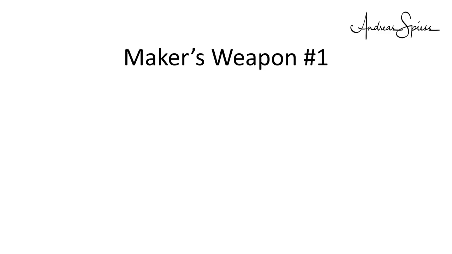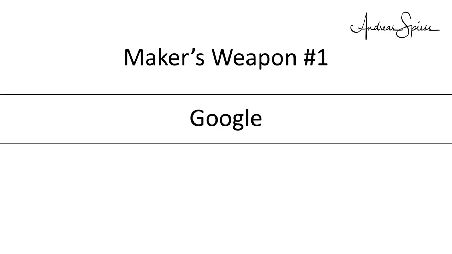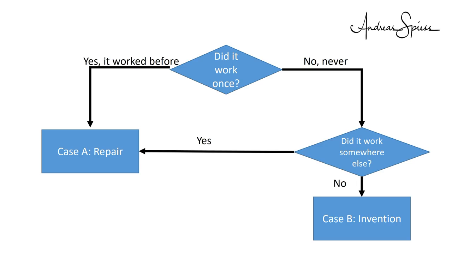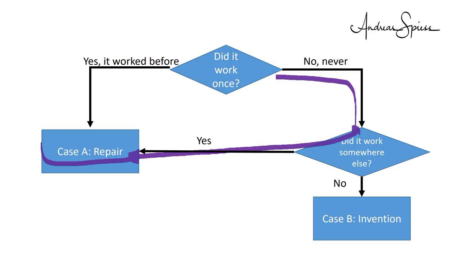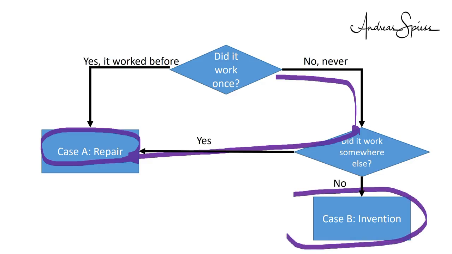The first weapon is Google, which means find somebody who solved this or a similar problem already. Why that? As we saw in our tuning example, sometimes we have chances to change a massive case B problem into a more straightforward case A problem. Maybe we find a working solution and we just have to implement it. And if we encounter problems, we can use all the rules from the repairman. The second weapon for the inventor is experimenting and measuring. And the third is creativity.